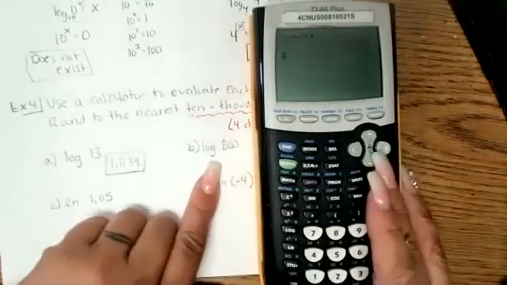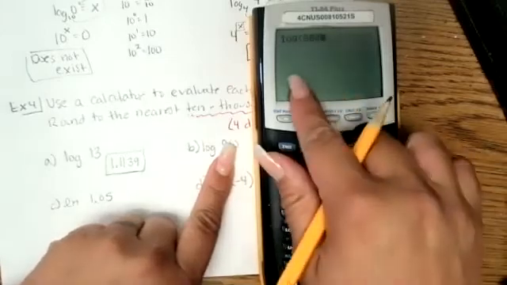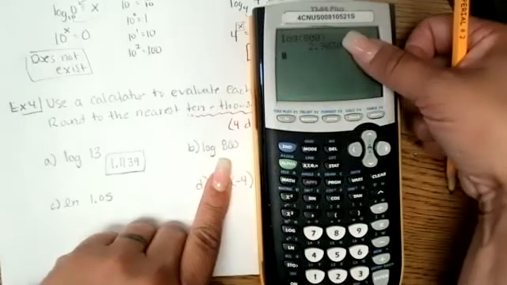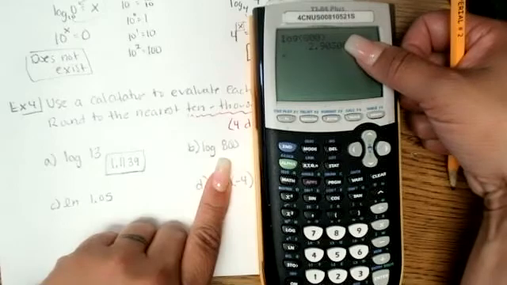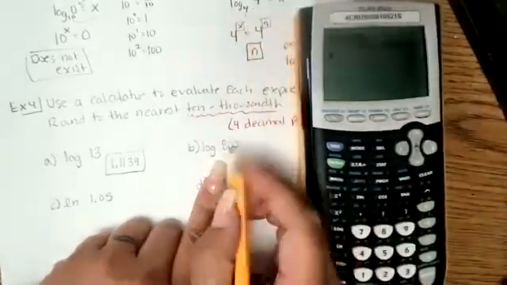The logarithm of 800. So I'm going to hit log of 800. Now the calculator is automatically going to put it in base 10. So 4 decimal places ends right there at 30. However, that 8 makes that 0 round up to a 1. So the answer is 2.9031.